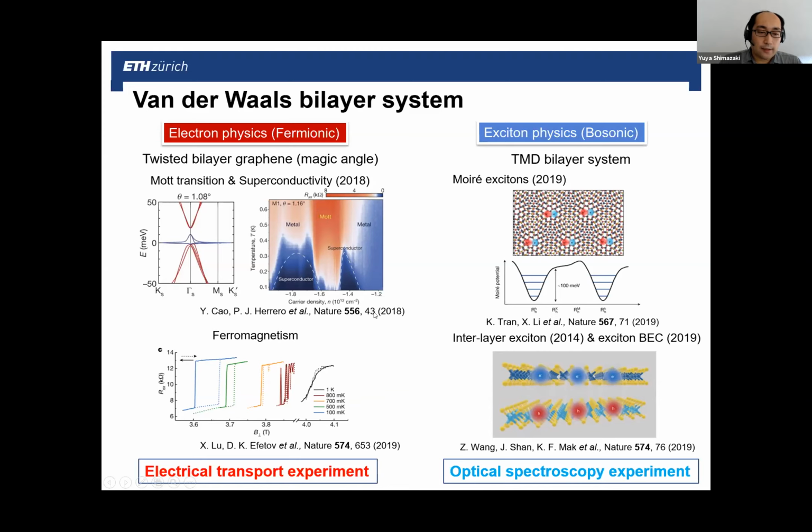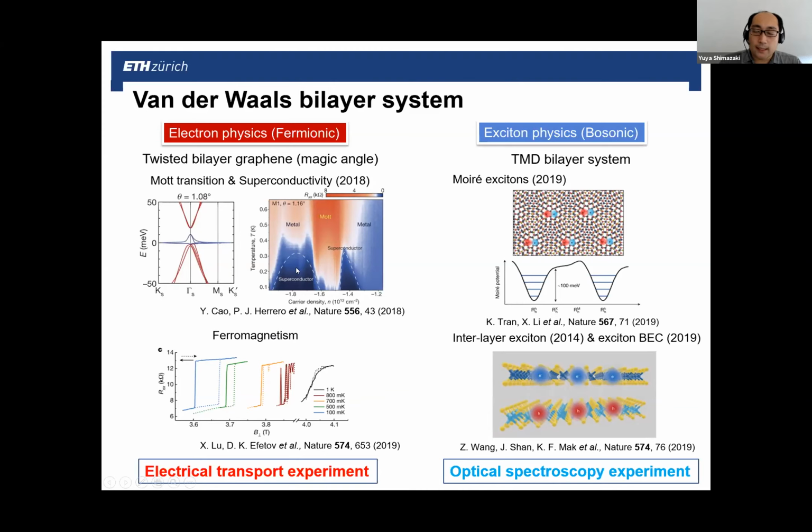And also very recently, ferromagnetism and the quantum anomalous Hall effect have been reported by a few groups, including Professor Efetov at ICFO. And these amazing results have been shown by electrical transport experiments.